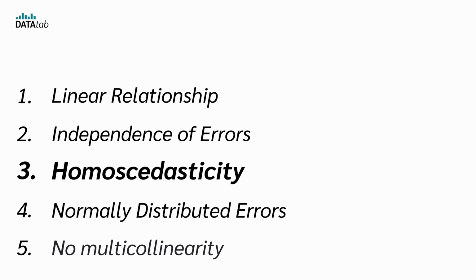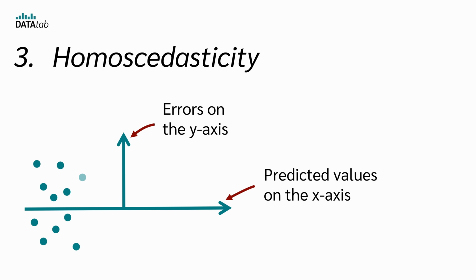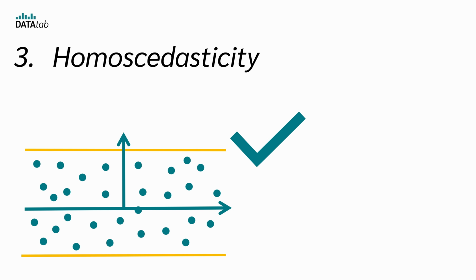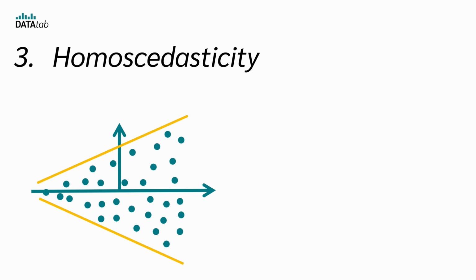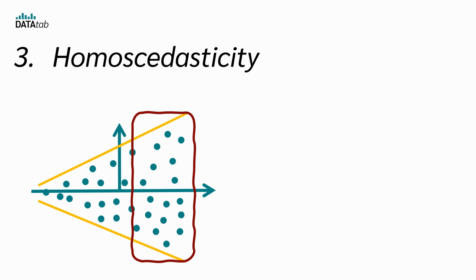Number 3, homoscedasticity or equal variance of errors. If we plot the errors on the y-axis and the predicted values from the regression model on the x-axis, their spread should be roughly the same across all values of x. In other words, the variance of the error should remain constant. In this case, the assumption is fulfilled. But what about that case? Here we observe unequal variance. At low values of x, the errors are small, while at high values, the variance of the errors becomes much larger.